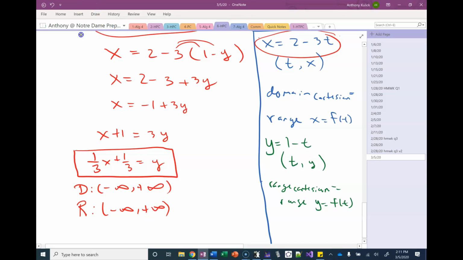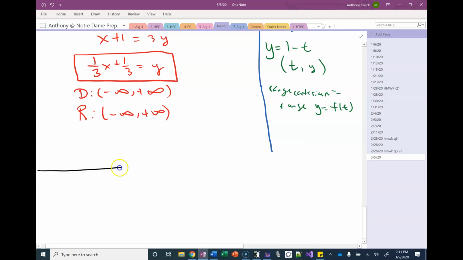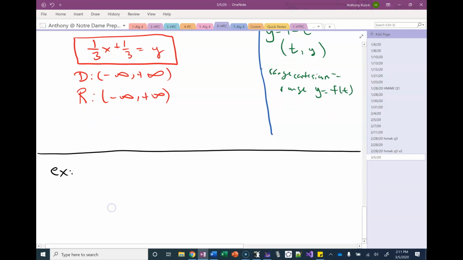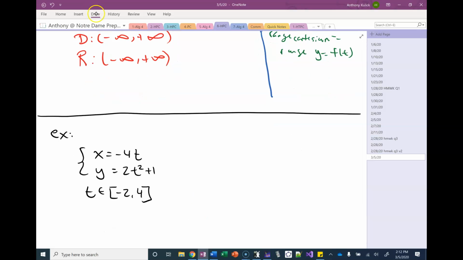Let's do another example that's maybe not quite as trivial as this one. Okay? It'll be a little bit easier to see what's going on if it's a little bit different here. Okay. All right. So here's my parametric form. Let's get this into Cartesian form.